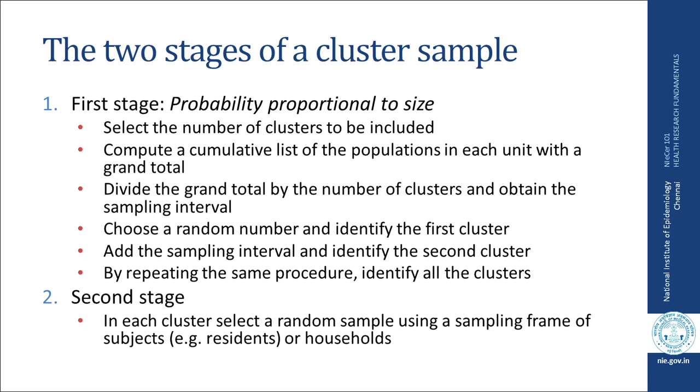So, now, how is cluster sampling done? Usually it is done as a two-stage approach. In the first stage, using probability proportional to size, you select the number of clusters to be included, compute a cumulative list of the population in each unit with a grand total, divide the grand total by the number of clusters and obtain the sampling interval. Choose a random number and identify the first cluster, add the sampling interval and identify the second cluster, and so on. By repeating the same procedure, identify all the clusters.